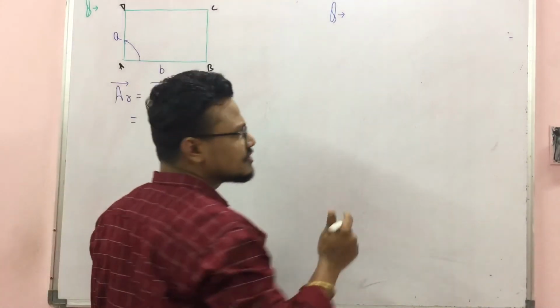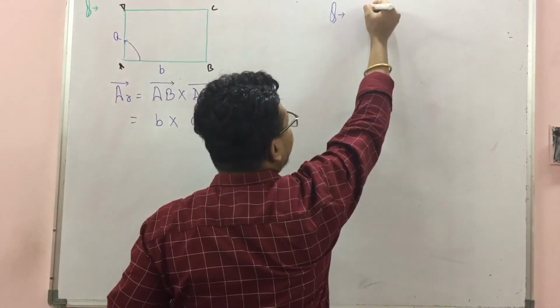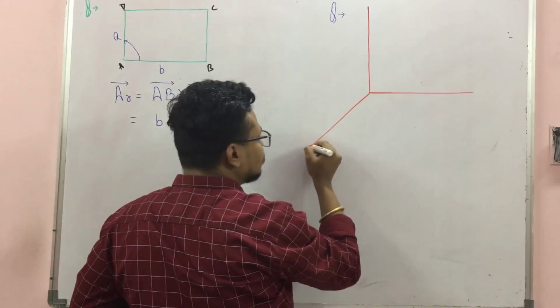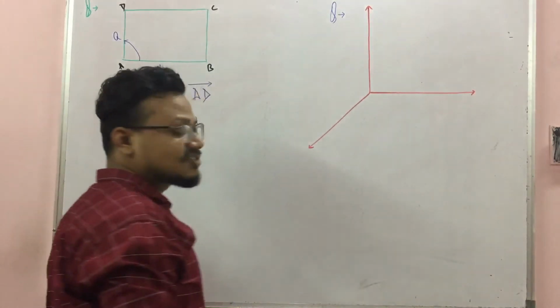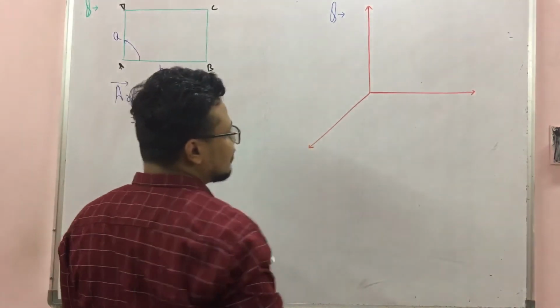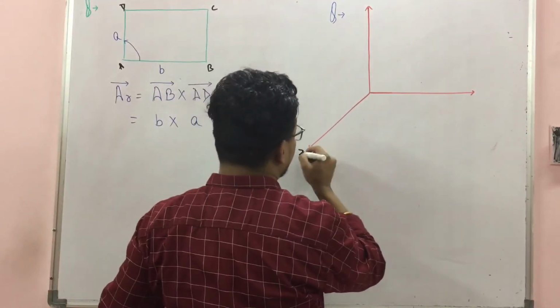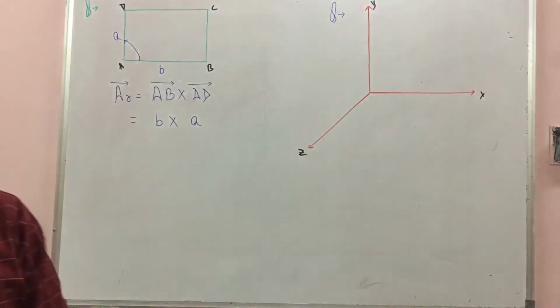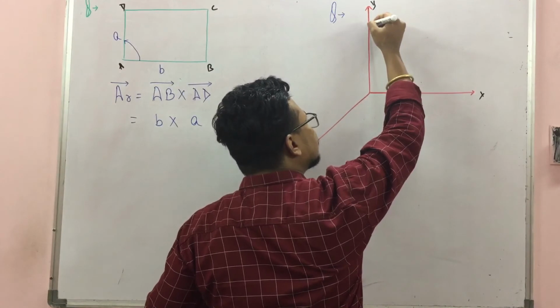See now, one more question. Little bit good question we will take now. I have taken the XYZ axis. See, this is the Z axis, this is the Y axis, and this is the X axis. When I took this, I made it like this.